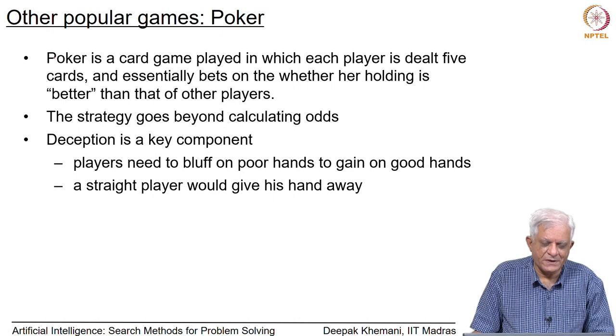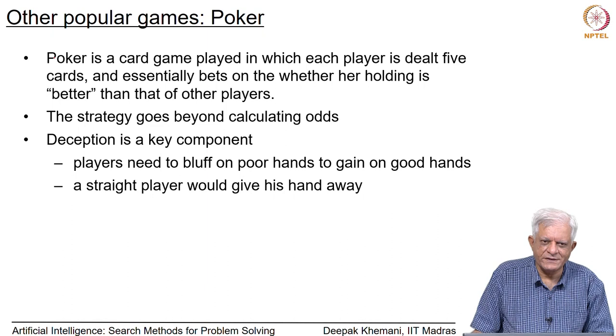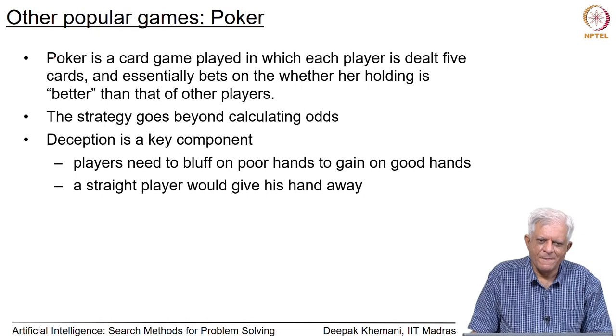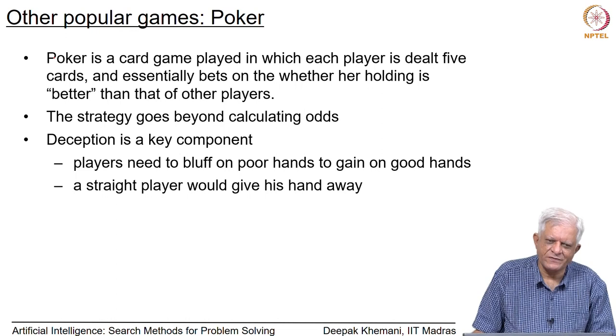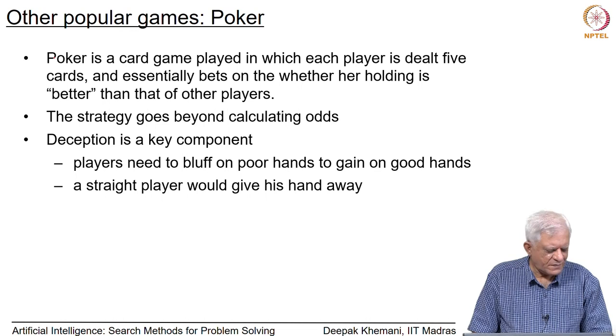Players need to bluff on poor hands, because if you just bet the value of your cards, which means if you have very good cards and you keep betting, then if you stop betting, people would know that you do not have good cards, or if you keep betting, they would know that you have good cards, and they would take appropriate action. So, a key component of poker is to deceive or bluff opponents and to be able to read other people's deception. Because a straight player would simply give his hand away and would not really gain.